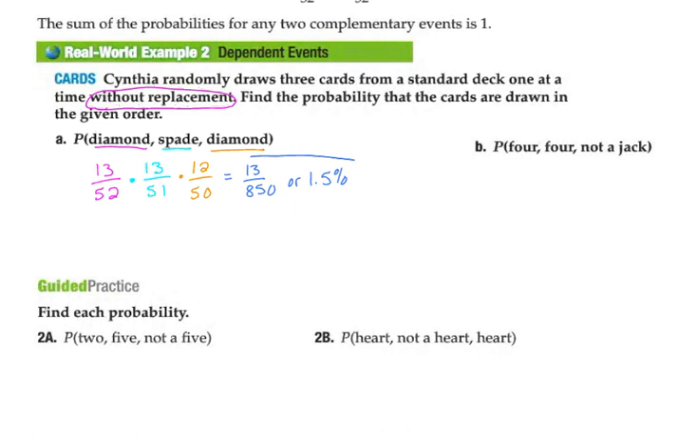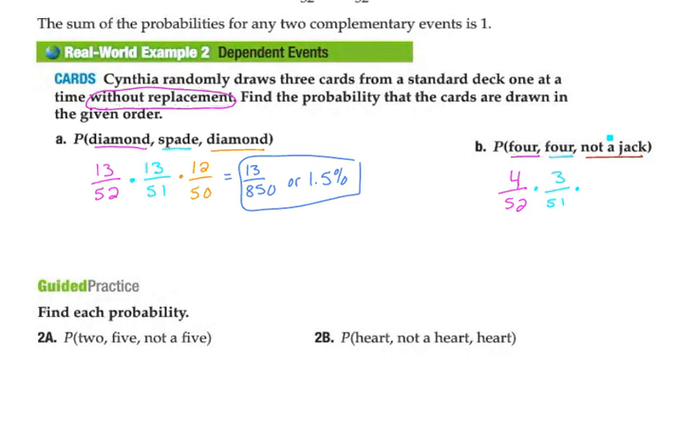Okay, so let's look at another one of these. We have the probability of drawing a 4, then another 4, and then something that's not a jack. How many 4s do we have? We have 4 out of 52. If we don't replace that 4, we have 3 more 4s, and now we only have 51 cards. Not a jack: how many jacks do we have? We have 4.